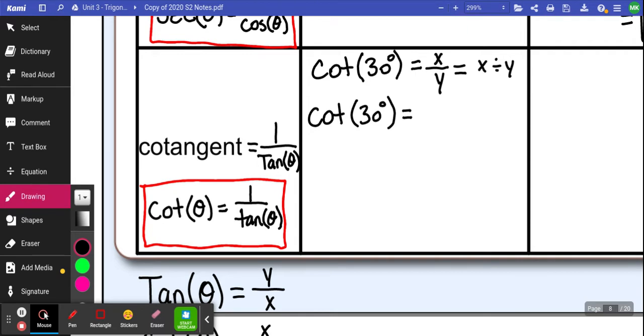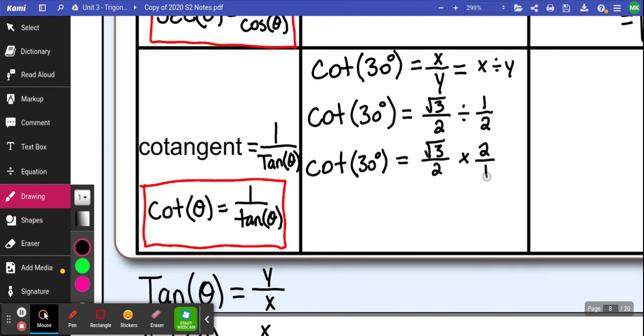So if you look at 30 degrees, the x value at 30 degrees is root 3 over 2, divided by the y value at 30 degrees, which is 1 over 2. If you want to write it as a big fraction, you're more than welcome to. I just think that's easier to understand. And then it's also easier for me to calculate because I know that I can kiss and flip that. So it's root 3 over 2 times 2 over 1.